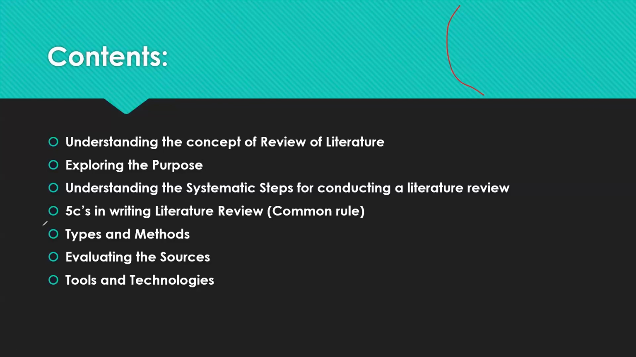Next, we are going to see the types and methods, where different types of literature reviews, such as systematic reviews, narrative reviews, meta-analysis, and methods of approach. Next is evaluating the sources, where for a researcher it is very critical to evaluate the sources effectively. We should discuss how to assess the credibility, relevance, and reliability of the literature sources.